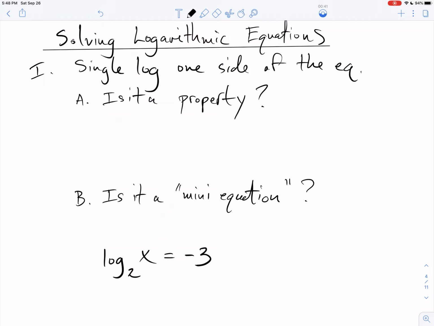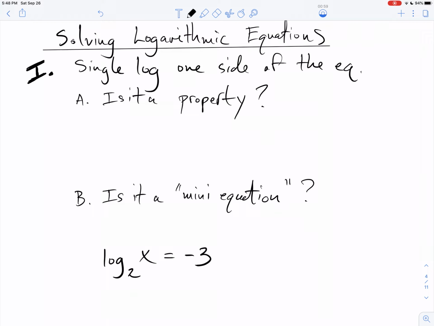So what I did is I broke this down. You're going to see that I have 3 Roman numerals. So this is Roman numeral number 1 here. Solving log equations that have a single log on one side of the equation.